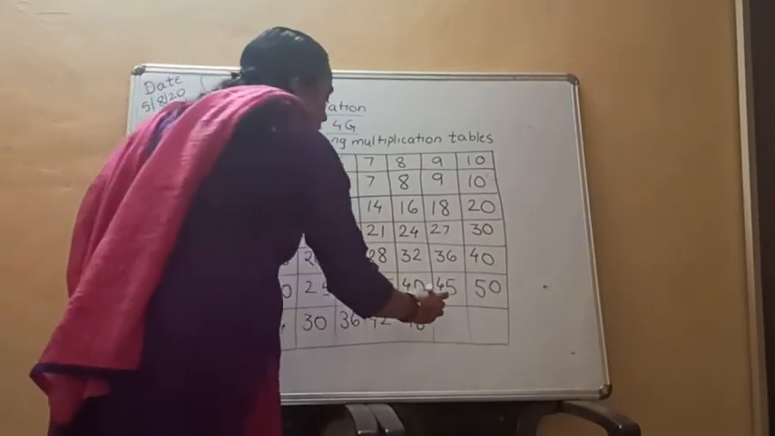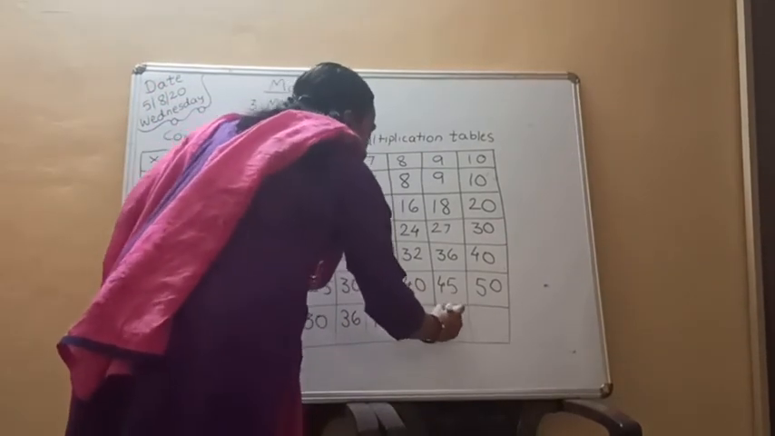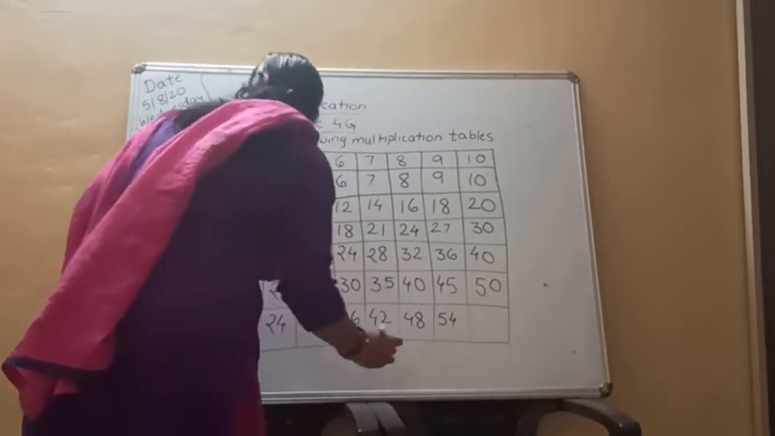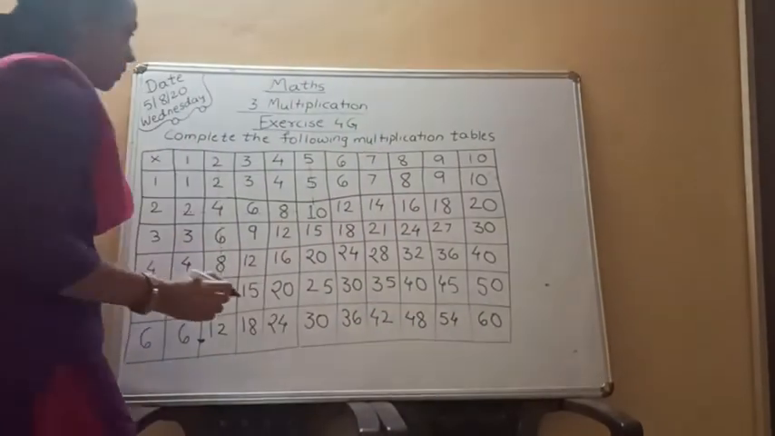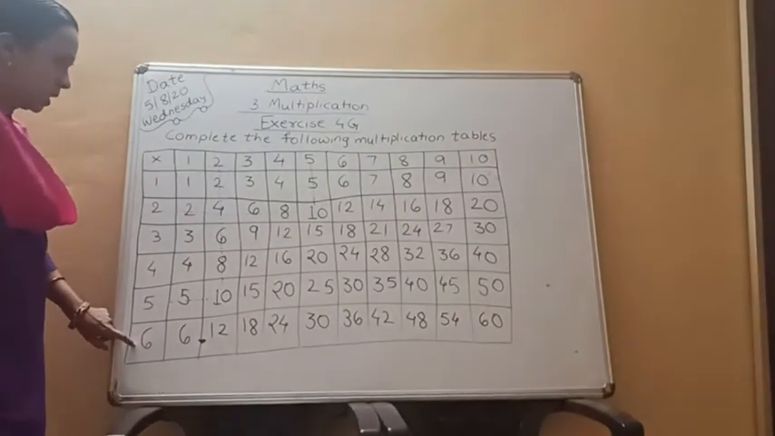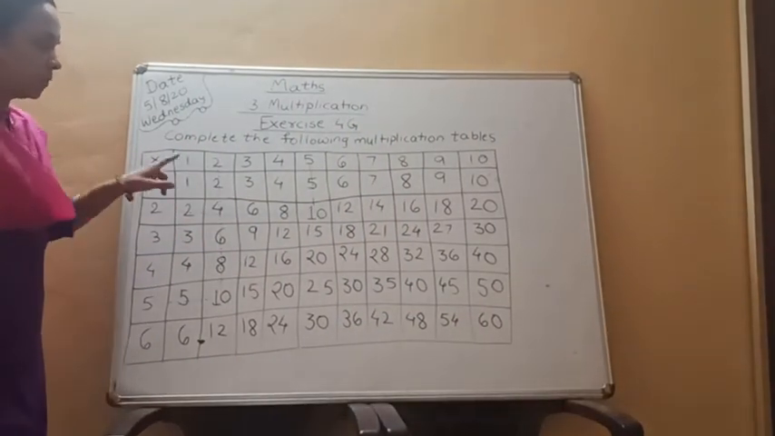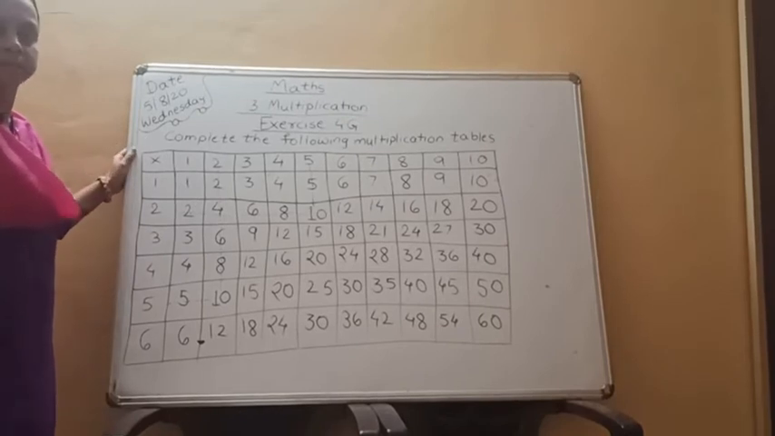6 multiplied by 9 was 54. 6 tens are 60. Okay, so this is our table of 6. So carefully you write down this table.